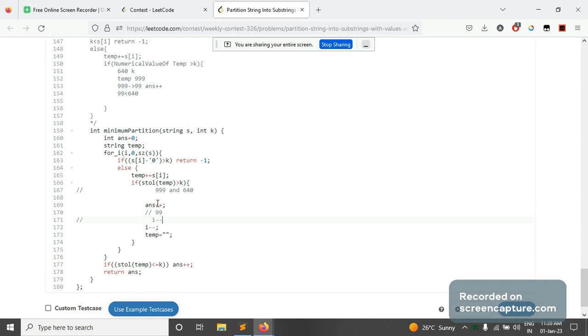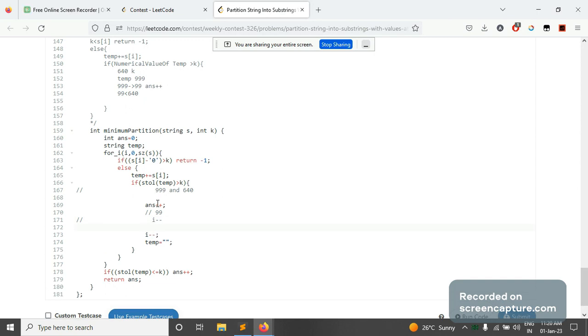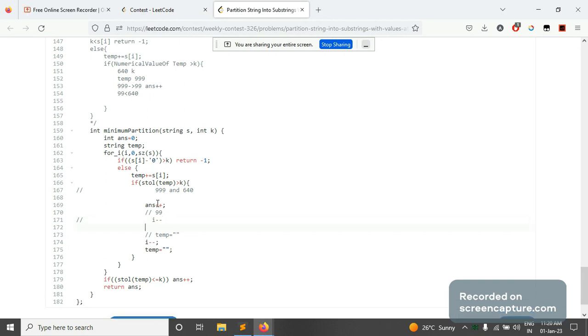i-- means I am going back. After that, what I am doing is I am making temp equal to empty, like I am removing the substring. I am clearing the temp. i-- means I am ignoring that value. I am going from triple nine to double nine. And the next time this nine will be part of the next substring.